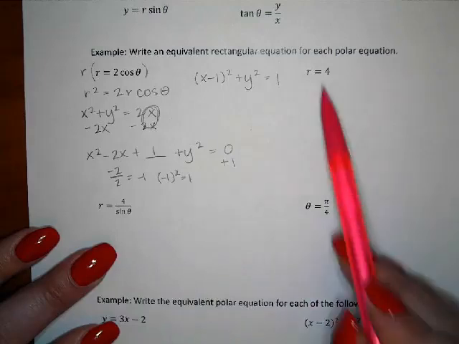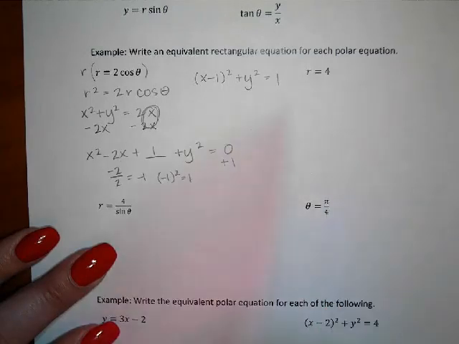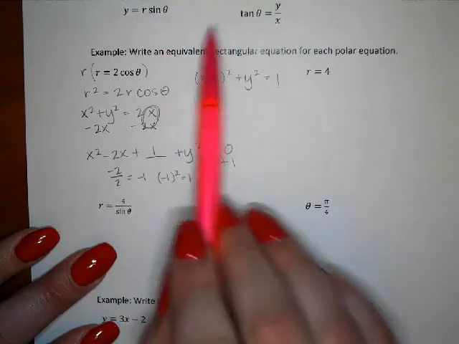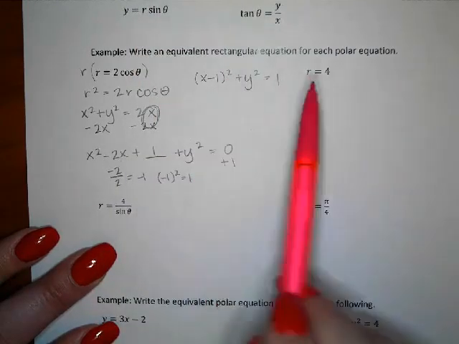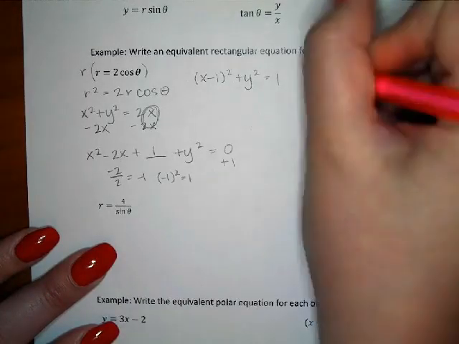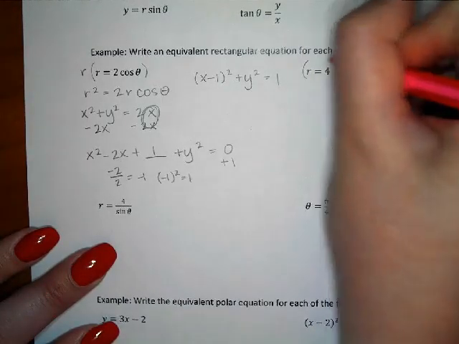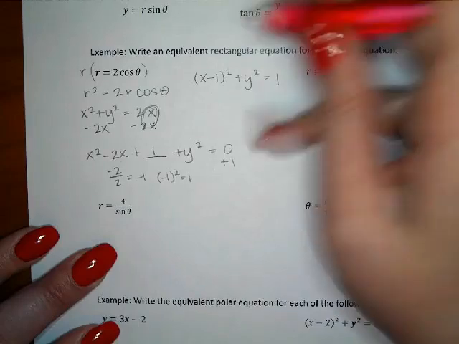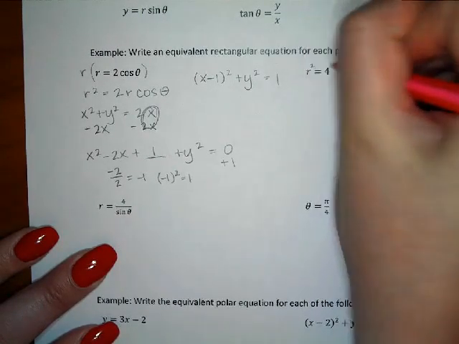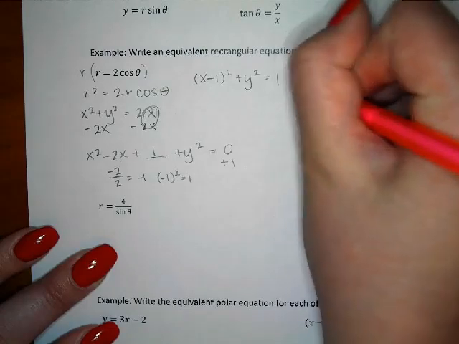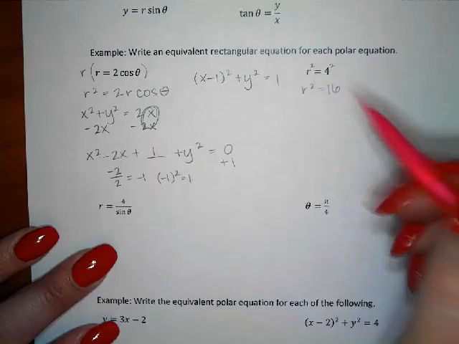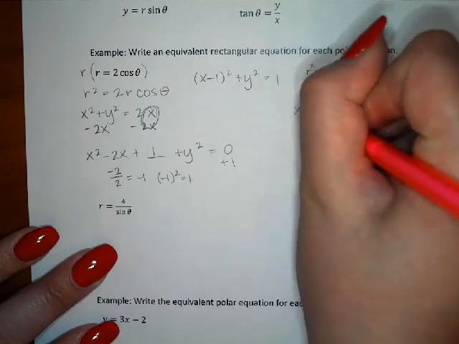All right, for this one here, we have r equals 4 as the equation. I don't have anything up here where I can take a plain r and replace it with an x or a y, and so I'm going to square both sides of the equation. r squared equals 16, and then the r squared I can take out and replace with x squared plus y squared.